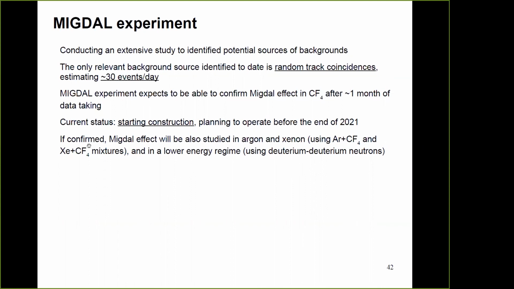And in case of being successful and confirming the Migdal effect, we plan to also include argon in the mixture, and xenon, and study the Migdal effect in noble gases, which is the purpose, because we want to study the Migdal effect in xenon detectors and in a lower energy regime, because we are interested in that regime, in having sensitivity to low recoils.